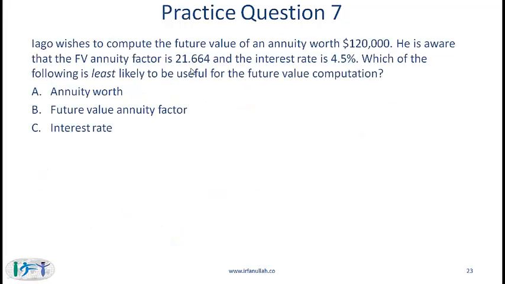Try to solve this practice problem now. The correct answer is C, and if you think about it, we are given the annuity, so the A is given, which is essentially the payment, and if we know the future value annuity factor, which is 21.664, then to come up with the future value, all you need to do is multiply 120,000 by this. You don't really need to use the interest rate. So in terms of least likely, the best answer is C.